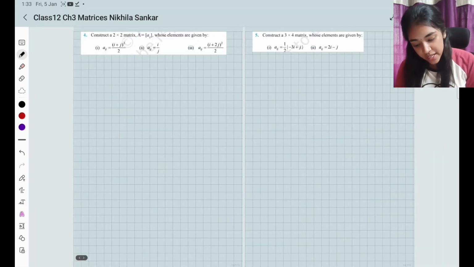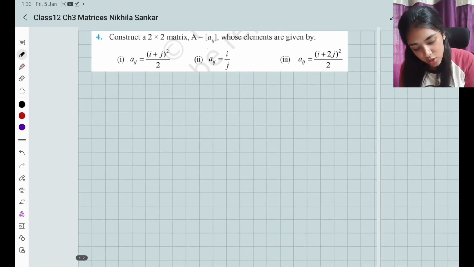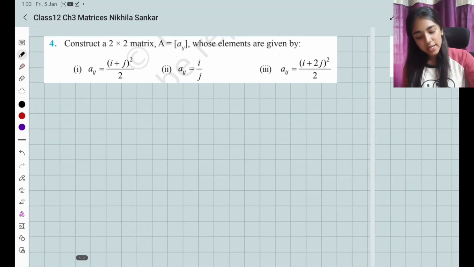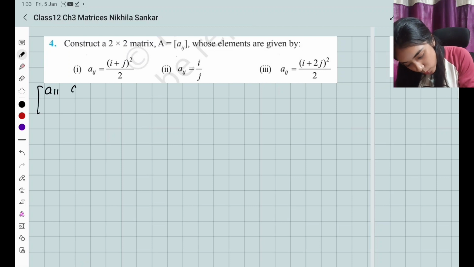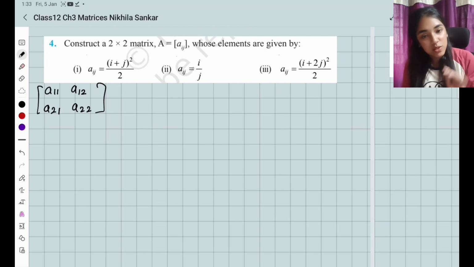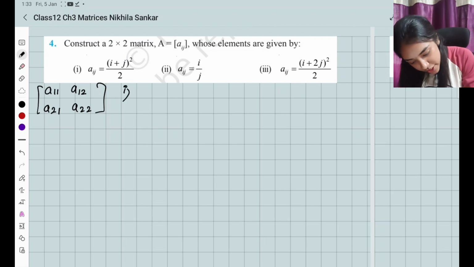Question number 4. Construct a 2x2 matrix whose elements are given by. Okay, இப்போ elements கொடுத்துட்டா 2x2 matrix அப்படினா என்ன வேணும் நமக்கு? You have A11, A12, A21, A22. So, இந்த values எல்லாம் கண்டுபிடிச்சா போதும். Okay, so now first subsection, I have Aij. இப்போ ஒரு value substitute பண்ணலாமா?